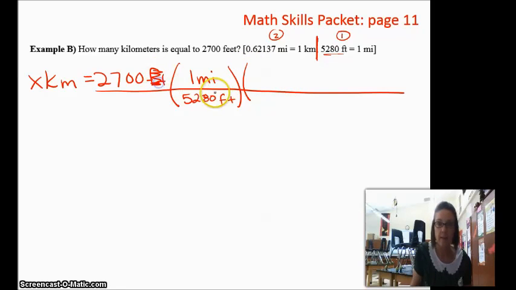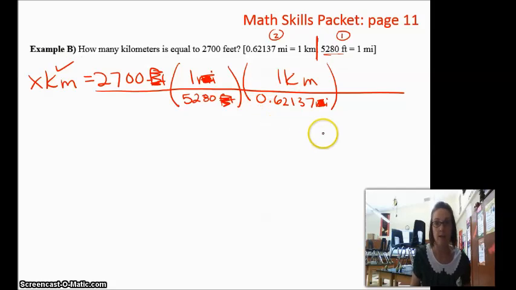Well, the feet and the feet have canceled. So the units I have left are miles. And if I look at the second conversion factor, it's 0.62137 miles makes 1 kilometer. So I'm going to put the 0.62137 miles in the denominator and the 1 kilometer in the numerator. That lets these miles cancel out. And the only units left are kilometers, which is awesome because back here in the beginning, that's what they wanted us to get. So our final answer needs to have units of kilometers.